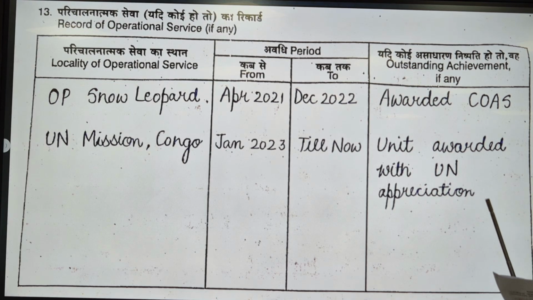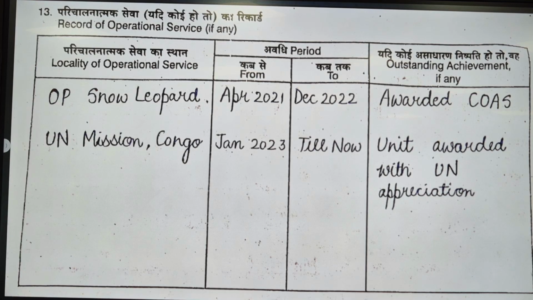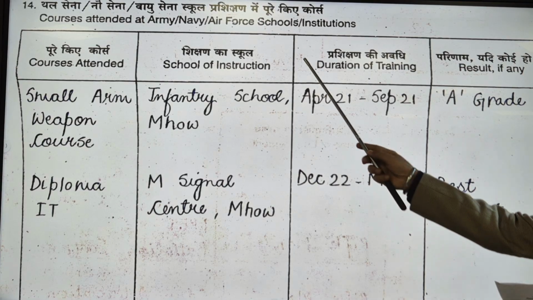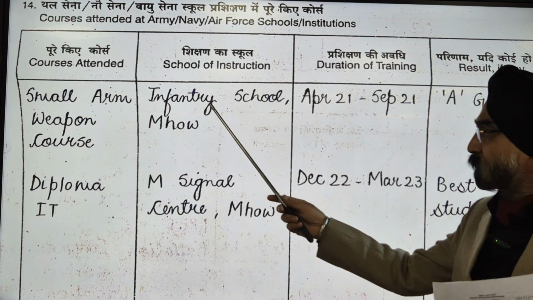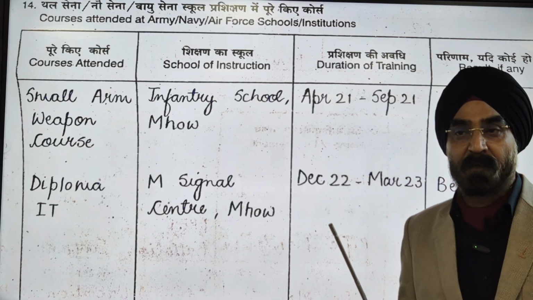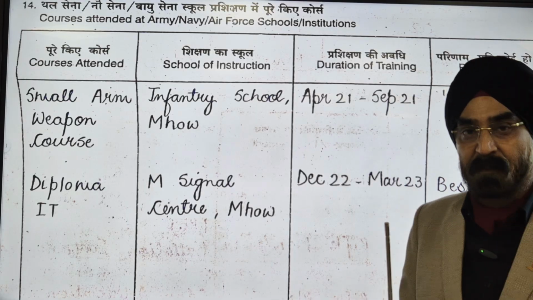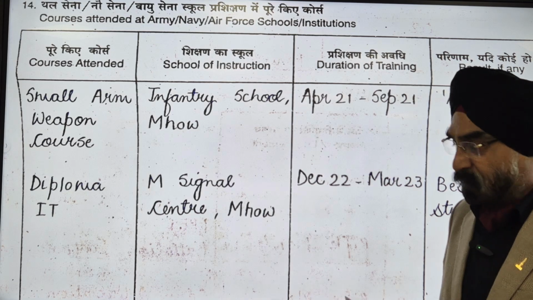In the 14th column, that is the courses attended. We'll come to the next slide, which is the courses attended. In the Army, Navy and Air Force schools and institutions, a lot of soldiers are given the opportunity to do some training activities. They are called courses. So whatever courses you have done, such as a small arms weapon course or some diploma, you can mention them in this column. A lot of students from the technical arms are made to do diploma courses while in service.